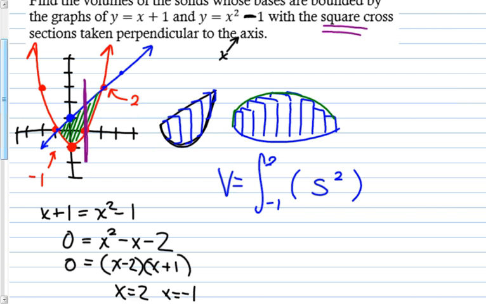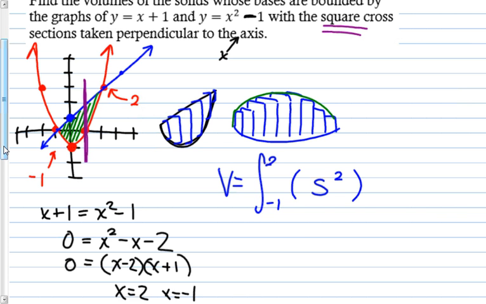Now the problem is, I actually need to figure out what the side of the square is. Like, what is the equation for the side of the square? Remember, I have a whole bunch of squares. These are infinitely many squares, so I can't just use one square. I have to use a general equation for these squares. And the way to do that is you're going to take your equations.